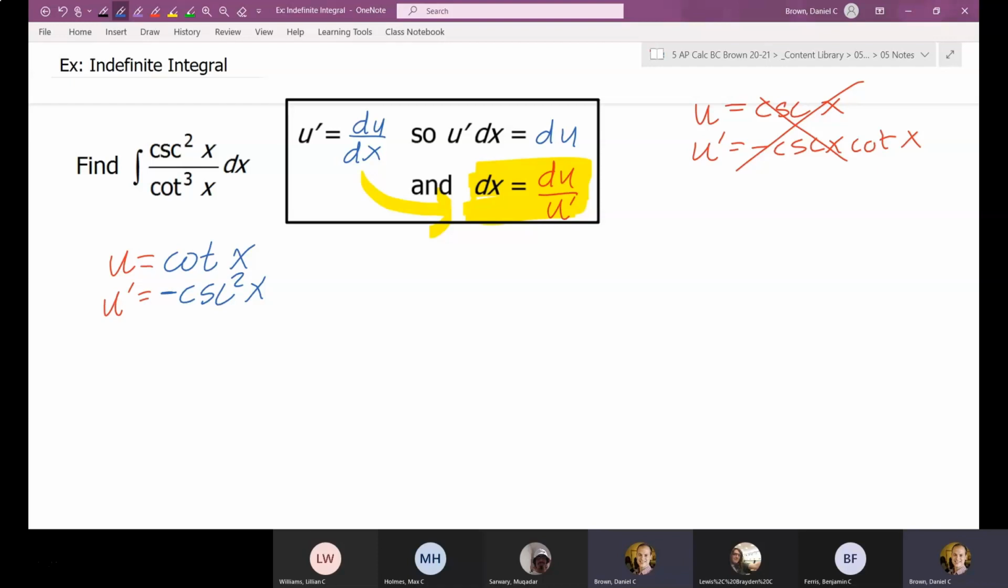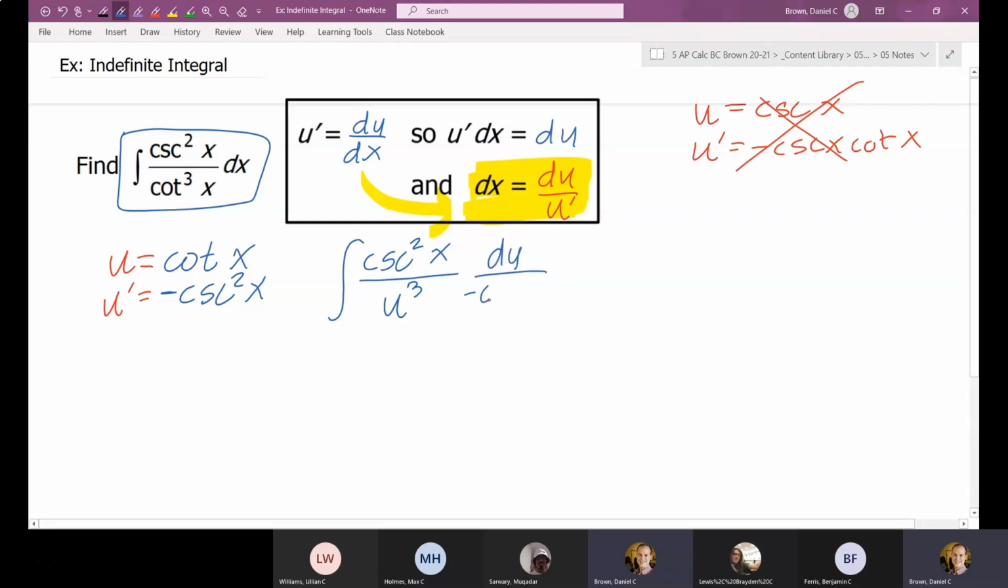So here was my original problem. Doing my substitution, I have the integral. Instead of writing cotangent cubed in the denominator, I said u was cotangent, so this becomes u cubed. I'm going to leave that cosecant squared of x alone in the numerator right now. And then we just said that dx is the same thing as du over u prime. So dx, I'm replacing with du over u prime.